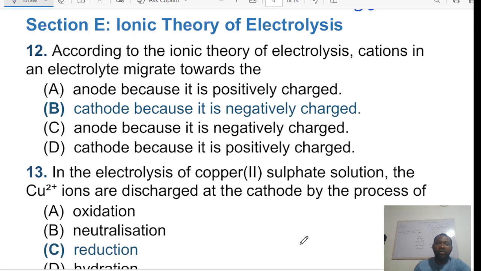It says, according to the ionic theory of electrolysis, cations in an electrolyte migrate towards the cathode because it is negatively charged. I already explained that in the first video. Anions always migrate to the anode, cations always migrate to the cathode. The anode is positively charged, that is why anions move there. Cathode is negatively charged, that's why cations move there.